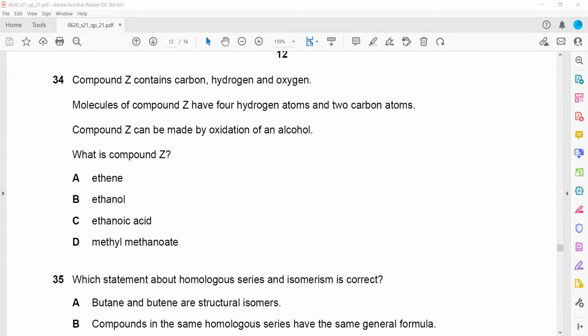Question 34. Compound Z contains carbon, hydrogen, and oxygen. The molecule of compound Z has 4 hydrogen atoms and 2 carbon atoms. The compound Z can be made by oxidation of an alcohol. So it contains 2 carbon atoms. It contains 4 hydrogen atoms.